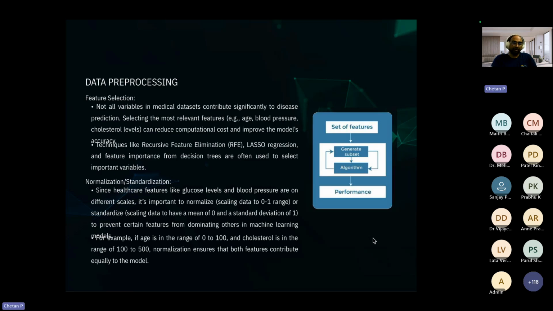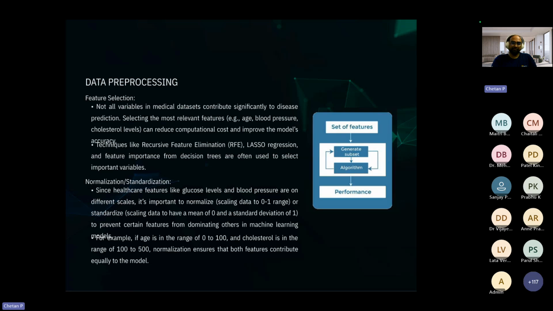Feature selection. Not all the variables in the medical data sets contribute significantly to the disease prediction. Selecting the most relevant features, let's say age, blood pressure, cholesterol level, can reduce the computational cost and improve the model's accuracy. Nowadays people are looking highly at computational costs, but the most important thing is that accuracy, precision and recall should be taken care of. So coming to feature selection, if you have 1,000 features, it definitely does not mean all the 1,000 features are important. There are different techniques.